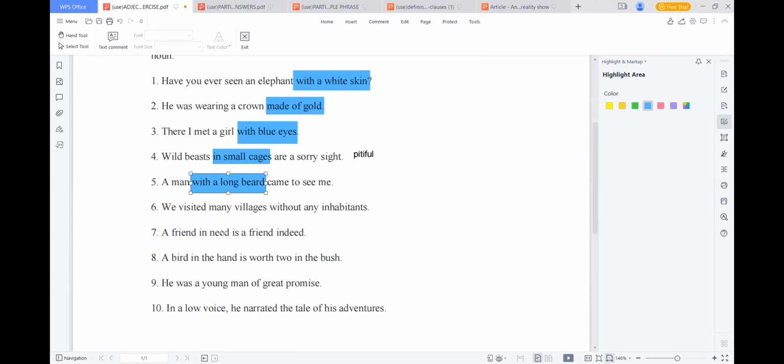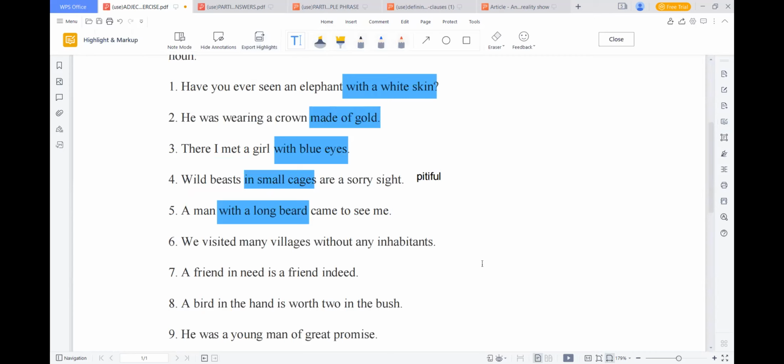Okay, number 6. We visited many villages without any inhabitants. Inhabitants. Yeah, inhabitants means what? Can you guess? Inhabitants means people who live there. 就是居住的人. The word inhabit means live.